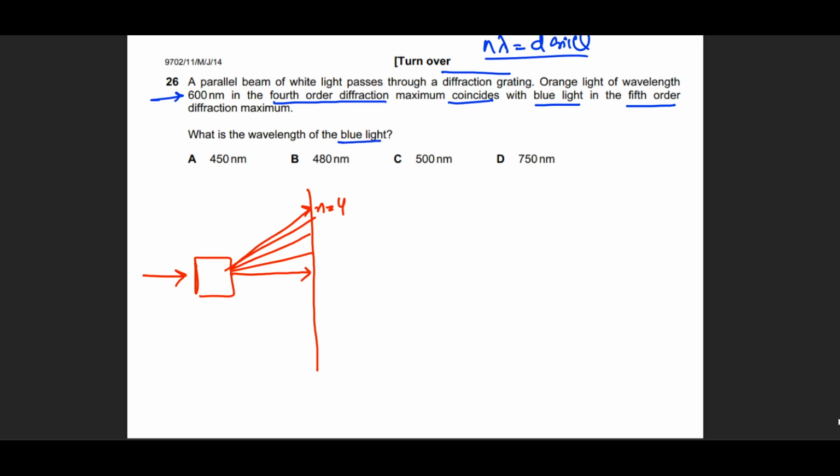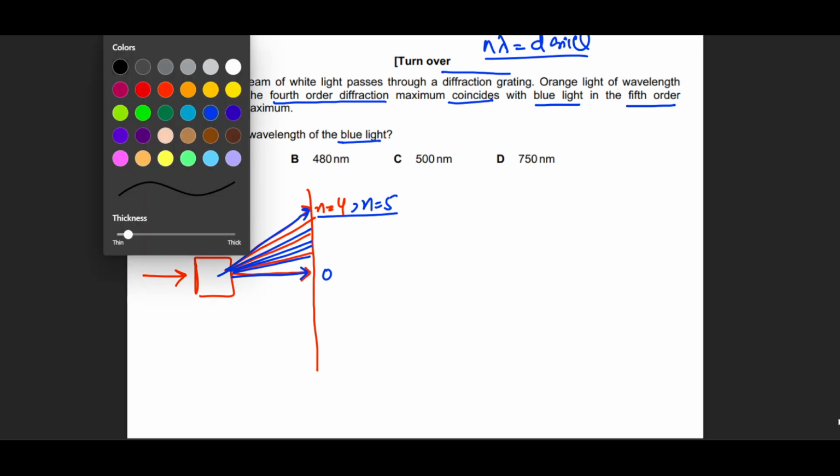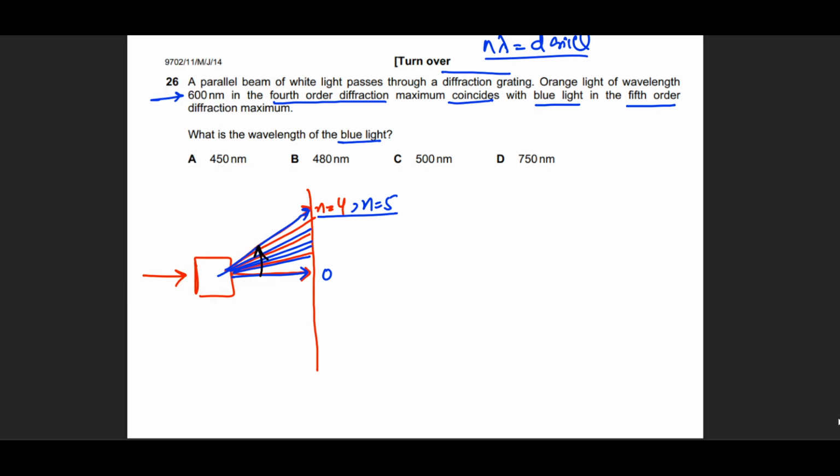Blue line, right? So 1 at 0, then 1, 2, 3, 4, 5. So N is 5 for blue, exactly the same position as for orange, which means that the theta angle from the center is exactly the same for both of them. This is the common point where we're going to use it. So let's form the equation for both of them. n lambda equals d sine theta. Since I know that the angle is going to be the same for both of them, and we are not changing the crystal as well, it can be compared to the new situation.